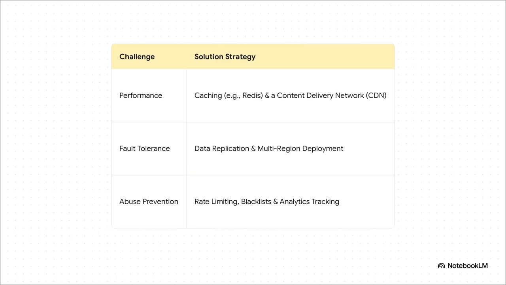And for every one of these tough challenges, there's a professional-grade solution. To solve performance, you use caching. This is basically just keeping your most popular links in super fast memory, so you don't even have to touch the database. You also use a content delivery network, a CDN, which puts your links on servers all around the globe, so they're physically closer to users. For fault tolerance, you use data replication. You make copies of everything, so if one whole data center goes down, a backup is ready to take over in an instant. And to fight abuse, use things like rate limiting, which stops one person from creating 1 million links a minute, and you maintain blacklists to block known bad URLs.